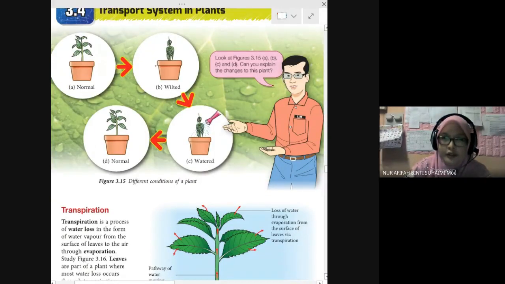Plants also have their specific transport system. Look at the picture here. A, the plant is normal. B, plant is wilted. C, watered. From wilted, when you are watered, it becomes normal, returns to normal. It means that the plant needs water and the plant also transports water. The part of the plant that absorbs water is the root. So water is transported by the plant through the root into the whole part of the plant.